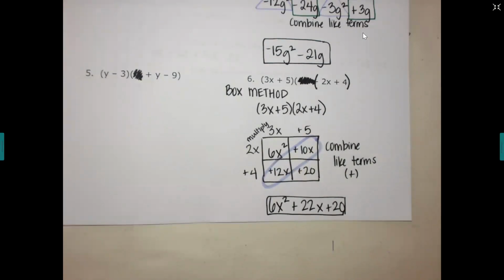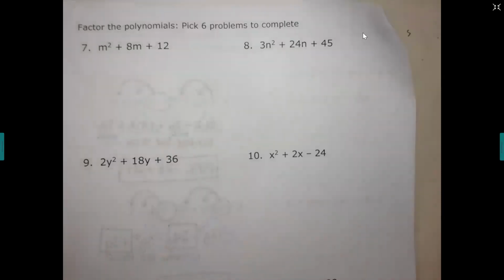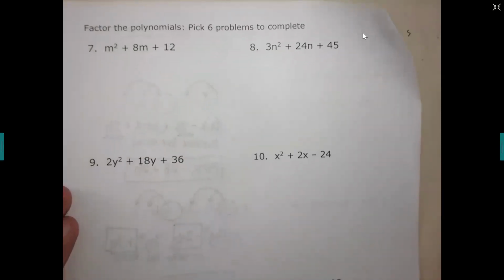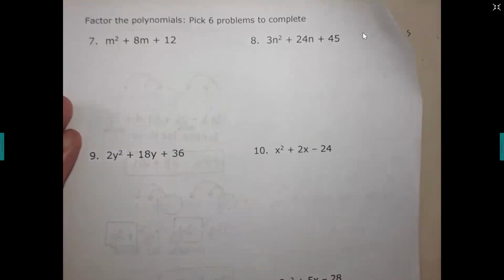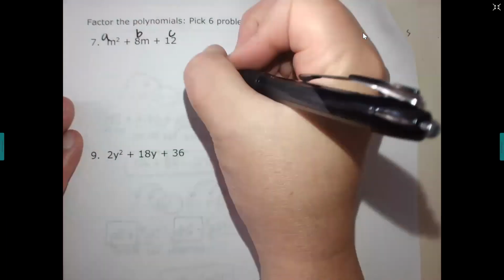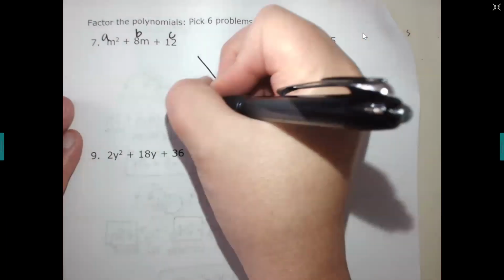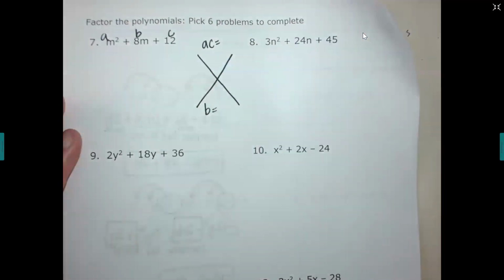The next page we're going to work on is factoring. Factoring is when you're doing that big X with the ABC that we've learned the last couple of days. So we're going to go ahead and work down the left side this time. So go ahead and take a look at number 7, please. First thing I want to do is label my ABC. And then remember, in my X, I'm multiplying AC at the top, air conditioner in the attic, basement at the bottom.